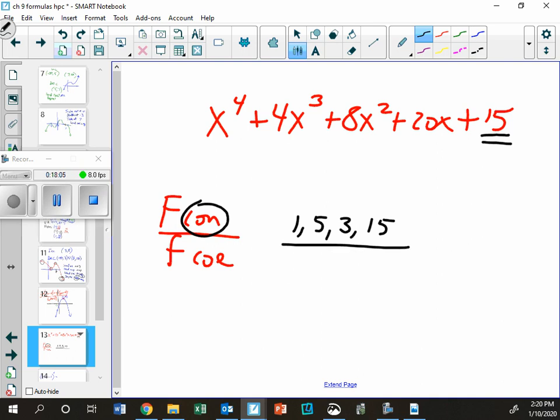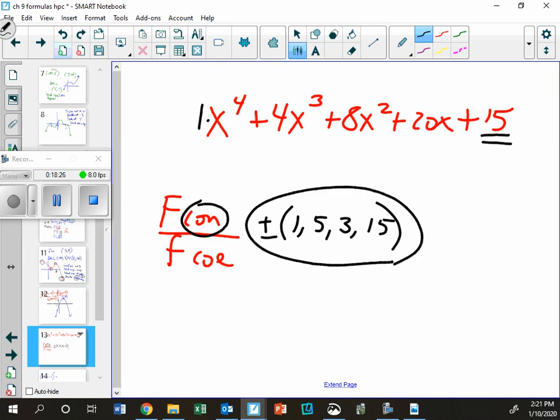And then the factors of the coefficient, the lead coefficient, is just a 1. What's the factors of a 1? 1. And then don't forget plus and minus. It's really easy to forget that it could be positive or negative, all of those things. Now, dividing by 1 doesn't really do anything, so this is actually a pretty simple one. And I'm going to put a parenthesis around that, and there are my possible roots. It could be 1 or negative 1, 5 or negative 5, 3 or negative 3, and 15 or negative 15.